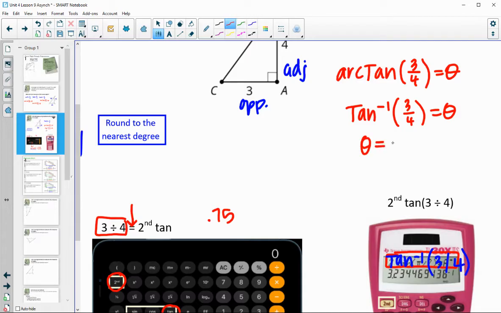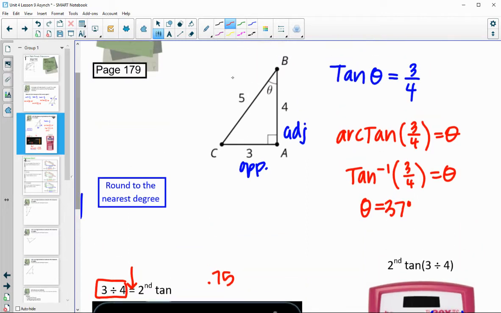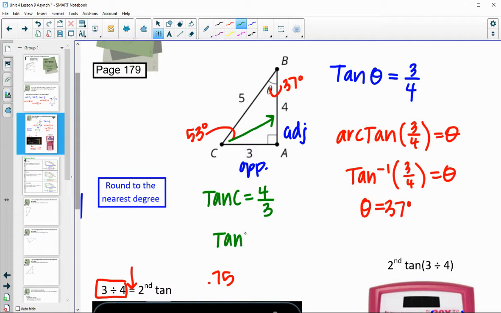Then round our angles to the nearest degree. We got 37 degrees here for theta, which was this angle. Then you can subtract that from 90 to get this angle and get 53 degrees. You could also set up another trig function, the tangent of angle C. This time the opposite is 4 and the adjacent is 3, because we switched to the other angle. So then you'll be doing tan inverse or arctan of 4 divided by 3 in your calculator.